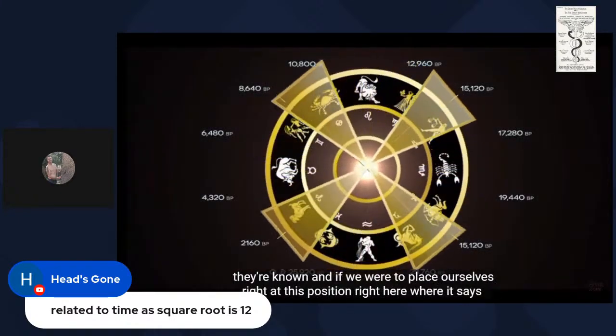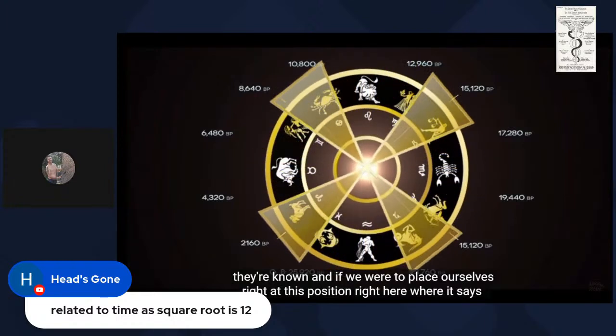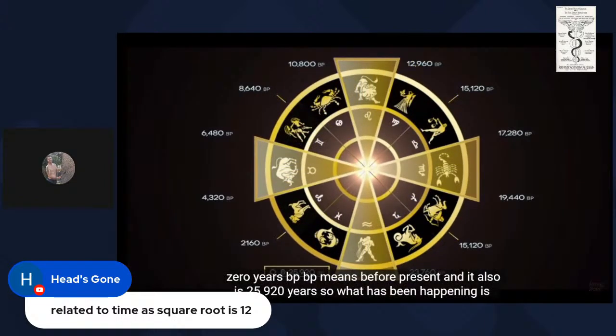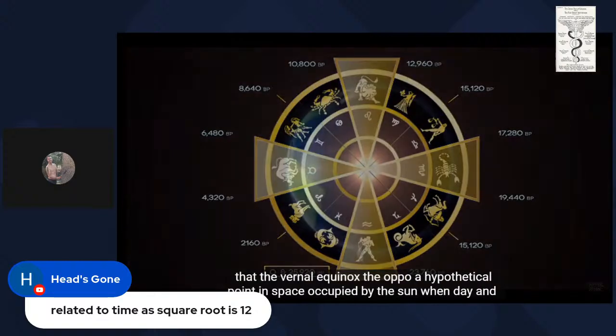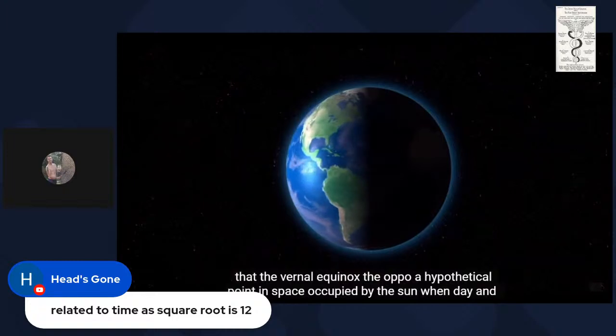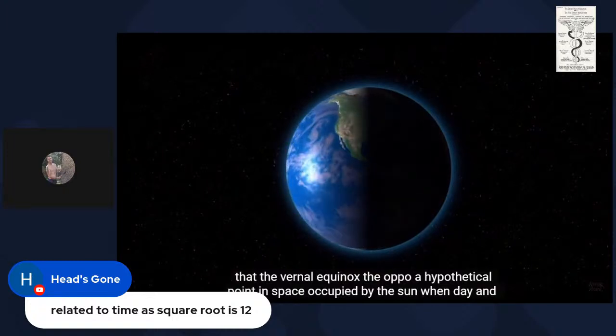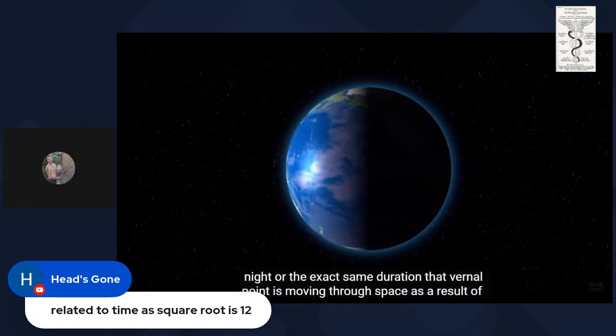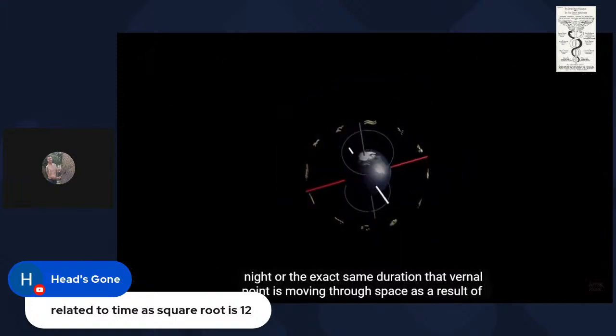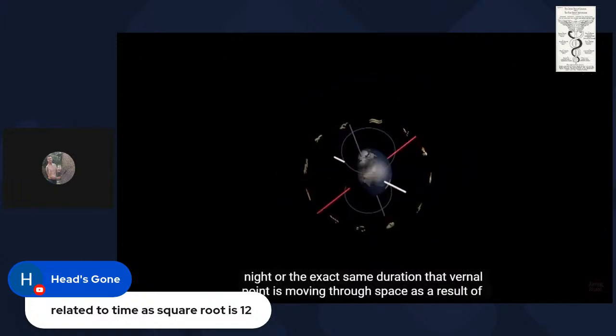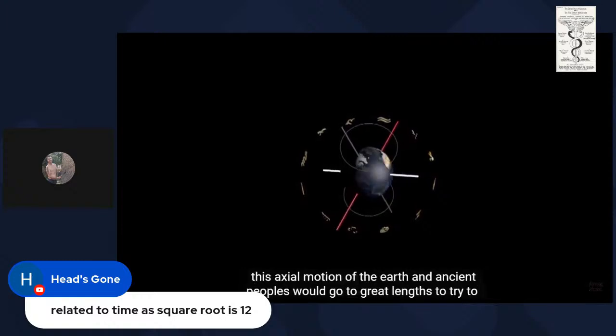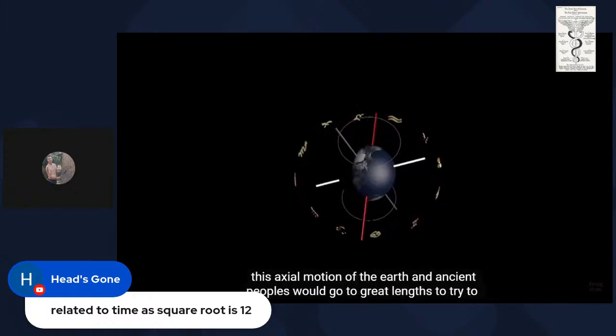And if we were to place ourselves right at this position right here where it says 0 years BP, BP means before present, and it also is 25,920 years. So what has been happening is that the vernal equinox, a hypothetical point in space occupied by the sun when day and night are the exact same duration, that vernal point is moving through space as a result of this axial motion of the Earth.